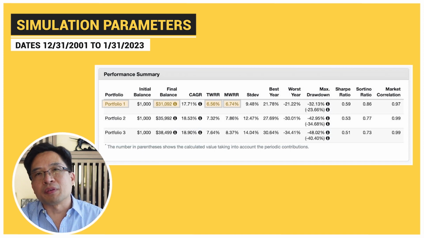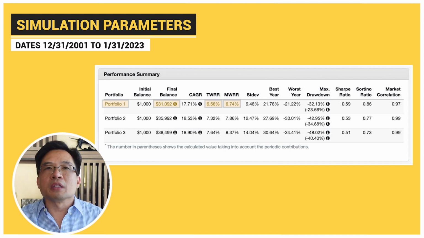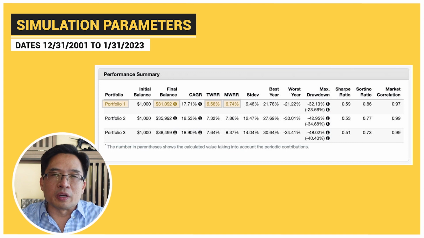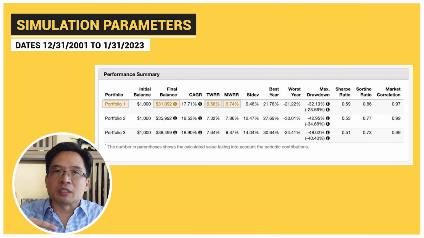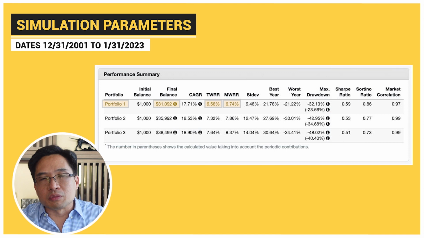So in this case, 6.56%, the total return of the fund. 6.74% is what you received because you averaged in $50 per month. And this is annualized returns, by the way.